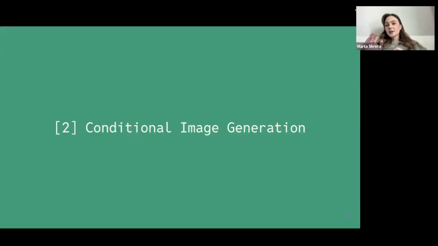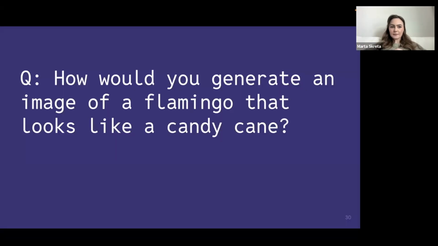Okay, now let's go to conditional image generation. We have some goal of some image that we want to generate. Let's say that we wake up one day and we would love to generate an image of a flamingo that looks like a candy cane. So how would you do that?